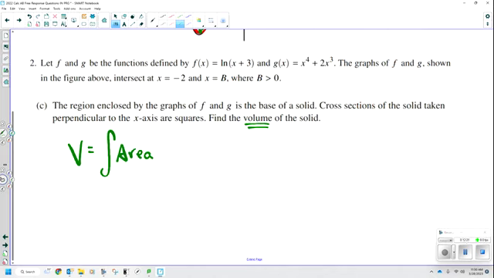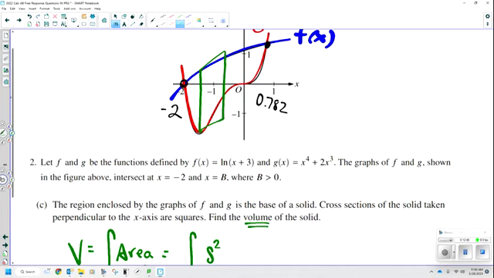So the question is the area of a square, and it's not really a question. I take the side and I square it. So I take my side squared and I integrate it. The question is, what is the side? Let's look back up here. You see how I drew this square? This distance from here to here is the side. The difference between f of x and g of x is the side.